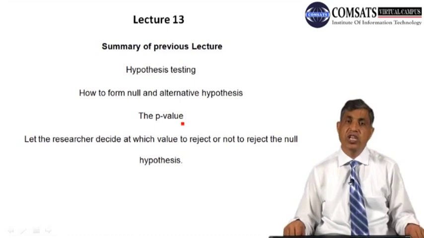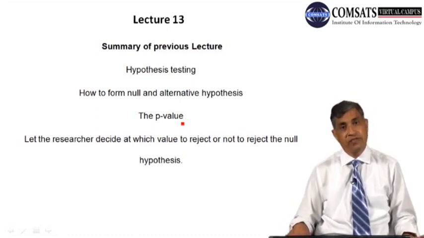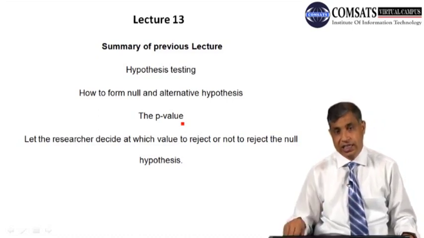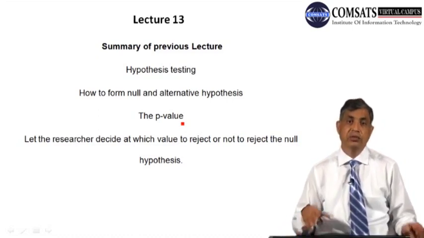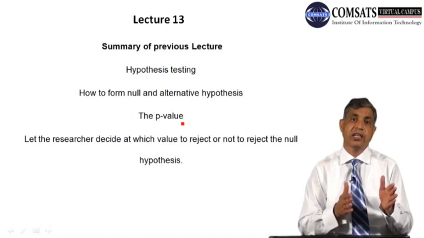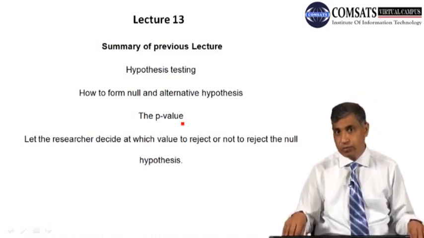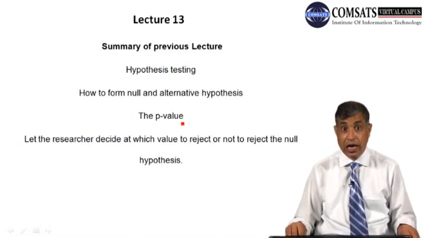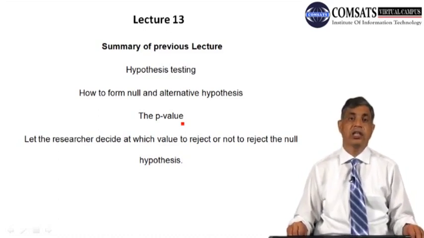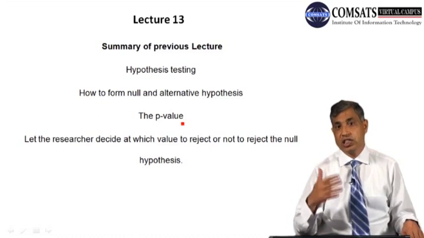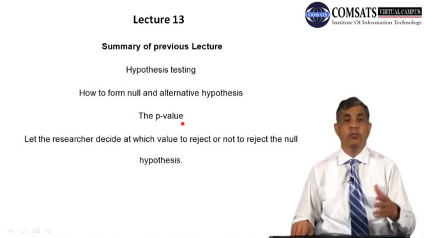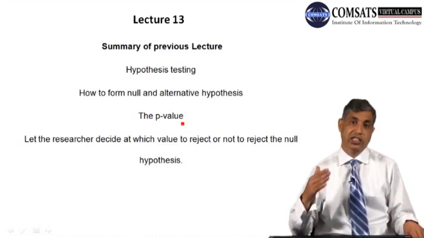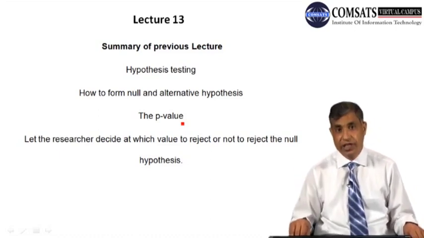Then we talked very briefly about p-values. The p-value is an indirect way of using the t-statistic. With the t-statistic, we have to compare the t-calculated with the t-tabulated, but the p-value, also called the exact level of significance, is the probability of obtaining a t statistic greater than or equal to the one obtained.